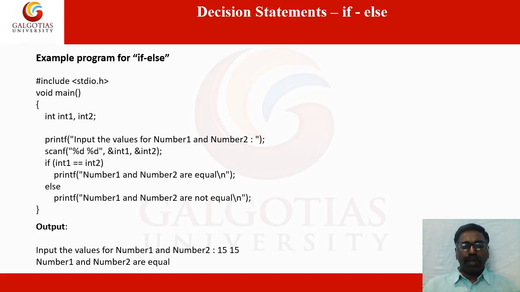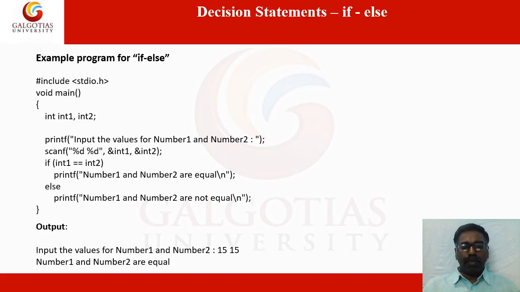So in the true part, we have printf number 1 and number 2 are equal. In the else part, we have number 1 and number 2 are not equal. According to the given values, the if statement decides whether it is going to print the true statement or the false statement. And we know that it is a single true statement or a single false statement that we are going to execute. That's why there are no curly braces given, and no block of code is needed.